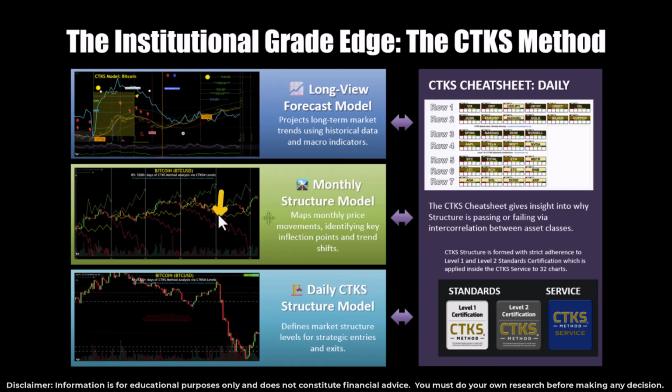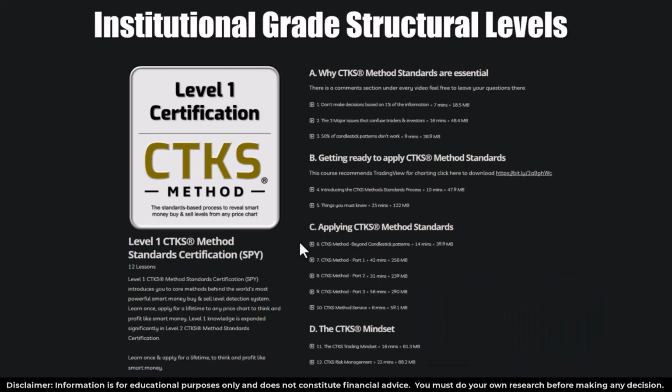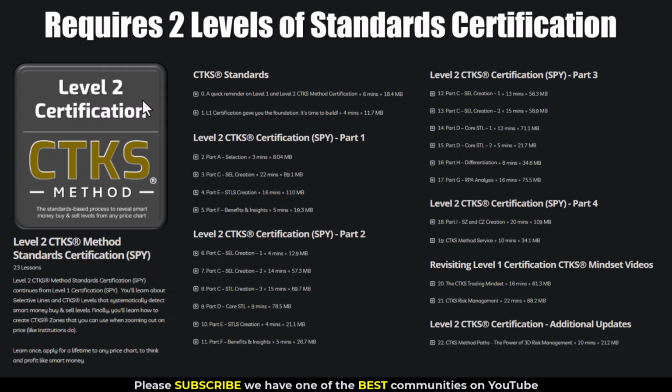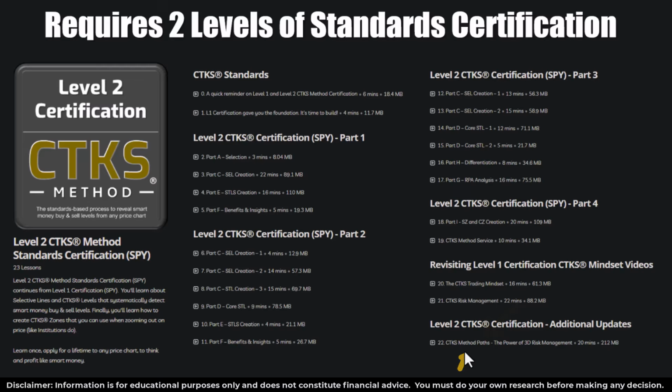We do these paths within the first week of price action, and we just project them outwards, taking account of all the structure that's inside the chart. Drawing those dotted lines may seem really easy, but there's actually quite a lot to it. It requires both Level 1 and Level 2 standard certification. Level 1 is the foundation, Level 2 is where all the magic happens, and the CTKS paths are right here in Lesson 22. So let's get back to them on gold and silver.